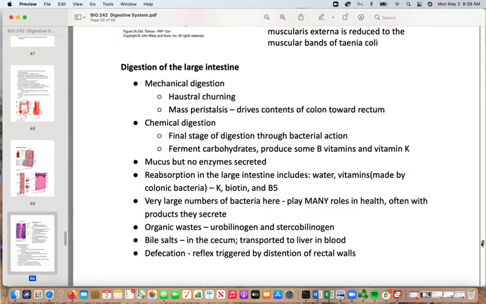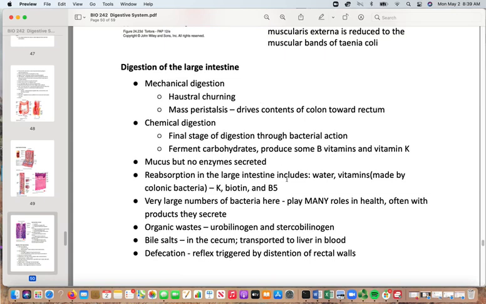So mechanical digestion here, you'll have haustral churning and mass peristalsis. This is going to drive those contents towards the rectum. We're in the final stages of chemical digestion here. A lot of bacterial action. You can ferment some carbohydrates here, produce some of the B vitamins and vitamin K. So no enzymes are secreted in here. With the fermentation, it can produce some gases in here.